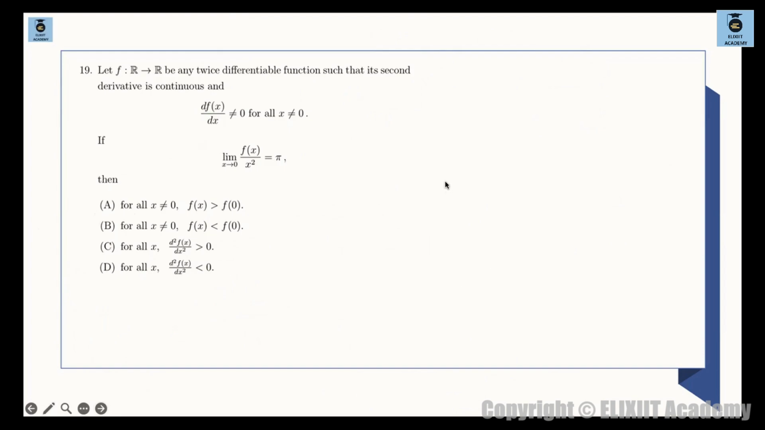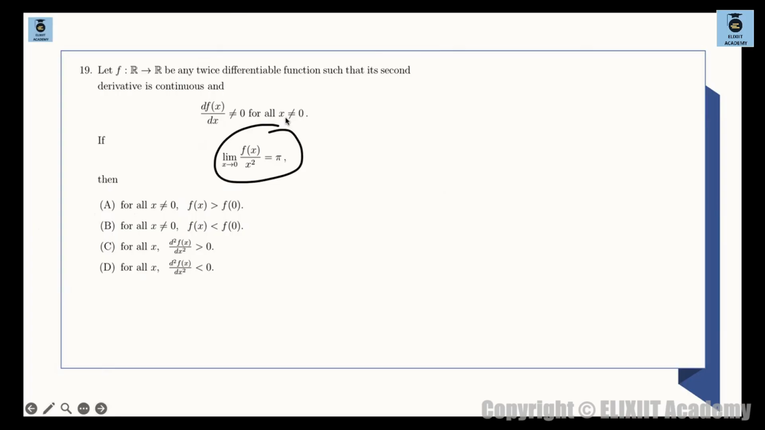Okay, next we have this question which says that let f: R to R be any twice differentiable function such that its second derivative is continuous and dfx by dx is not equal to 0 for all x not equal to 0. And also this limit is given, limit x tend to 0, fx upon x square is pi. So we have to comment on fx. Which of the following options are correct? So basically we need to find the comment on fx, whether fx is more than f0, fx is less than f0, or we need to find d2 fx upon dx2.